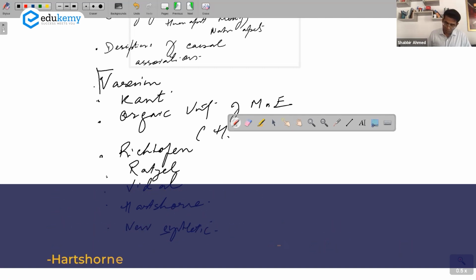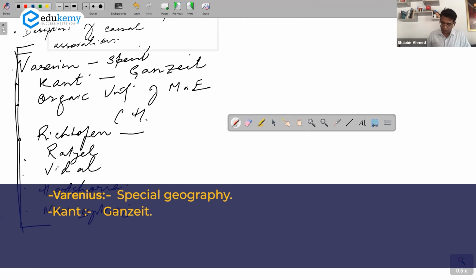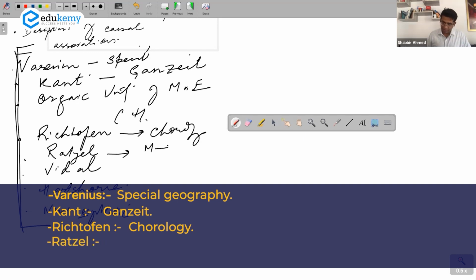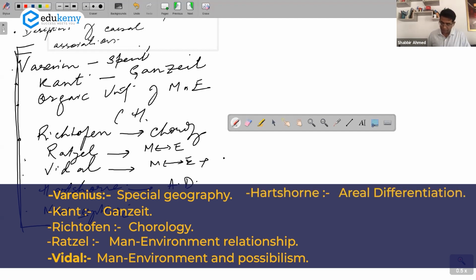So, what is synthetic approach? Varenius ka special geography, Kant ka Ganzit, okay. Richthofen's idea of chorology, Ratzel's idea of man-environment relationship, Vidal ka bhi man-environment plus possibilism. This is about areal differentiation.